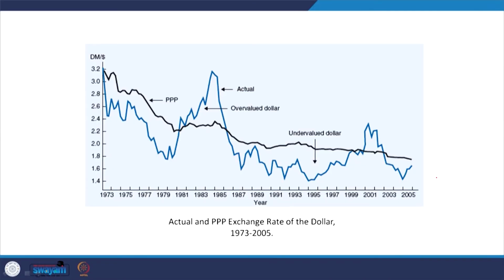These are some of the examples, the data taken from Dominic Salvatore's book on international trade. You can follow it, and the calculation is given. I have simply taken it from that book for your reference, for understanding the concept very clearly, of how over a period of time the actual and PPP exchange rate of the dollar vary from 1973 to 2005. Sometimes PPP is higher, sometimes the actual is higher.